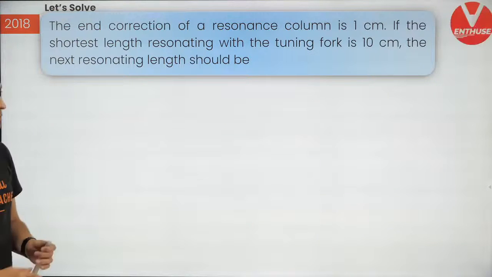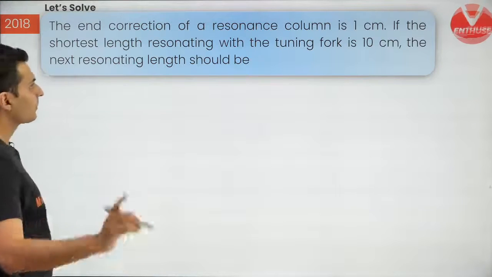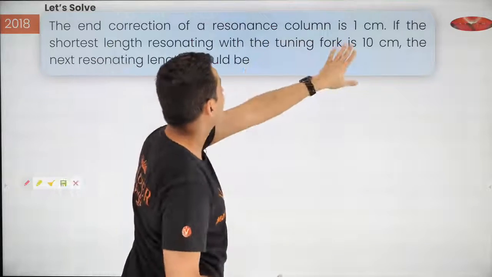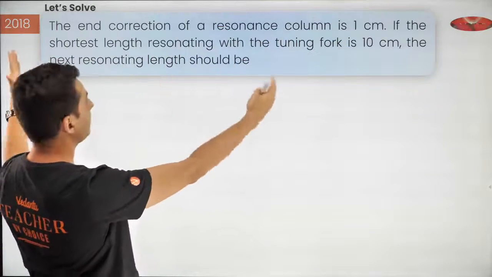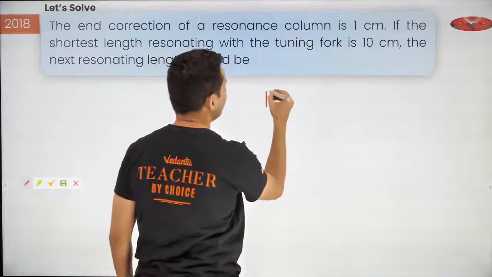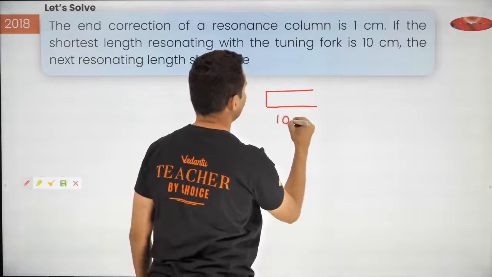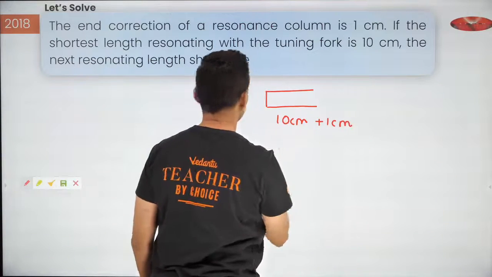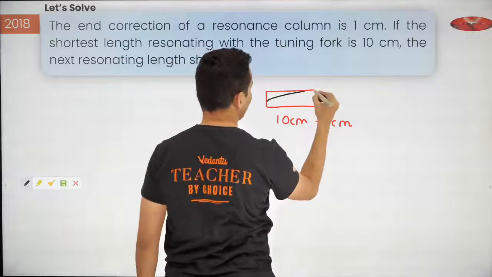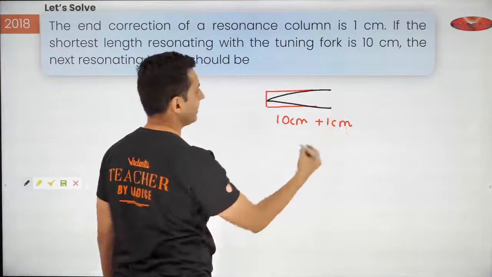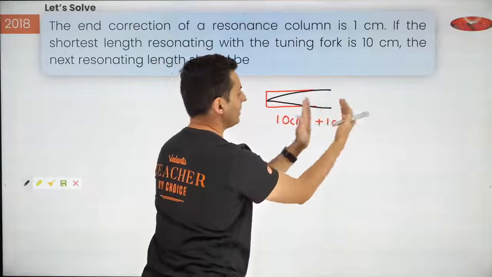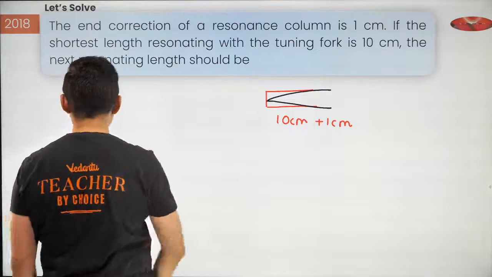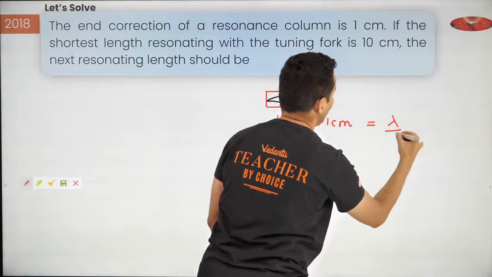Hi Deepak, welcome. Alright, so let's see how to do this. Now, end correction is 1 centimeter, already given. Tuning fork is resonating with that length and the length is 10 centimeter. What it means is, guys, the geometrical length is 10 centimeter, but since you have to also account for the end correction, because remember the standing wave is formed exactly like this, the antinode is slightly outside. So this 10 plus 1 centimeter is actually the value of lambda by 4.